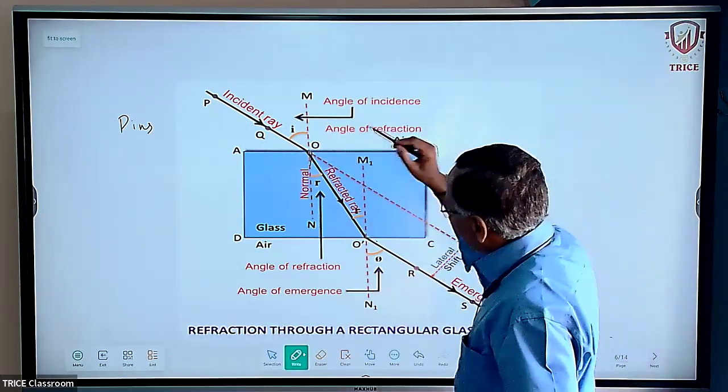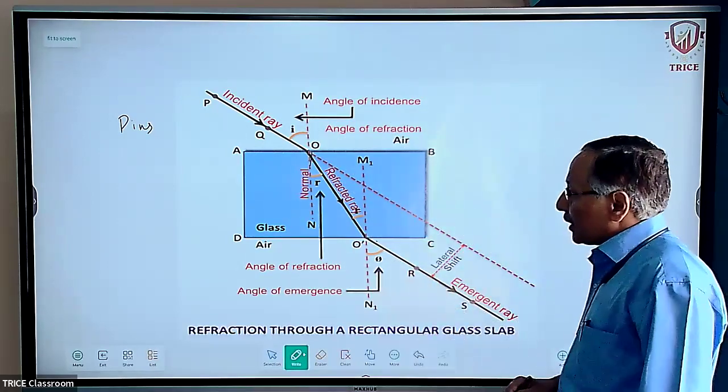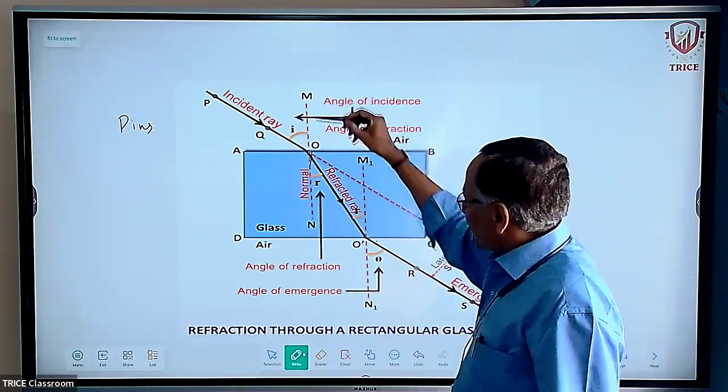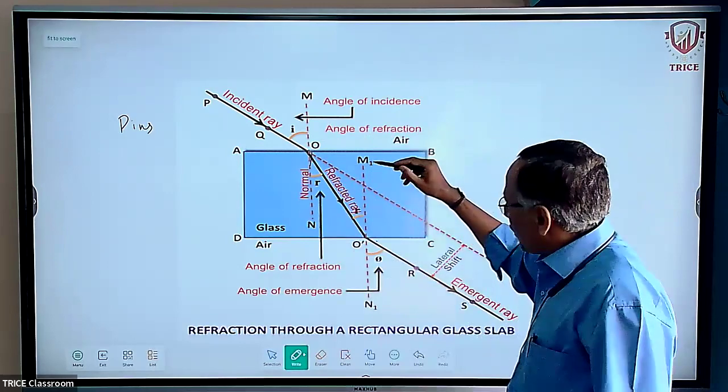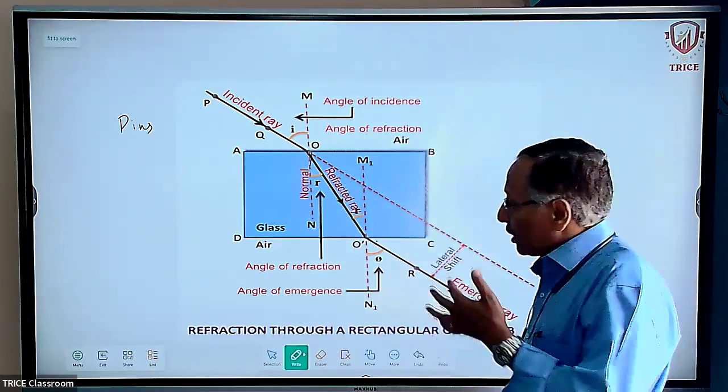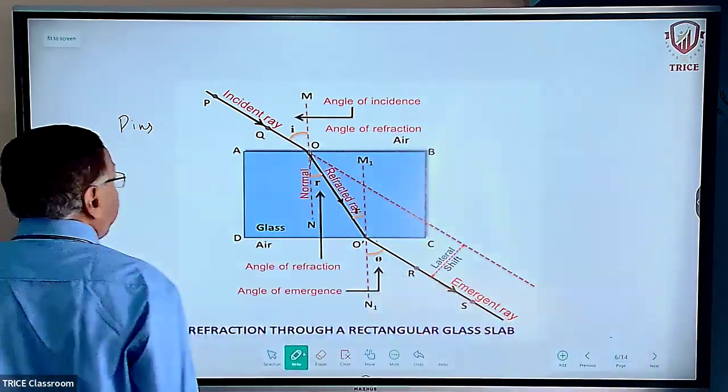This is one normal, this is another normal. Say this normal is MN and the other normal is M1 and 1. What do you see here?